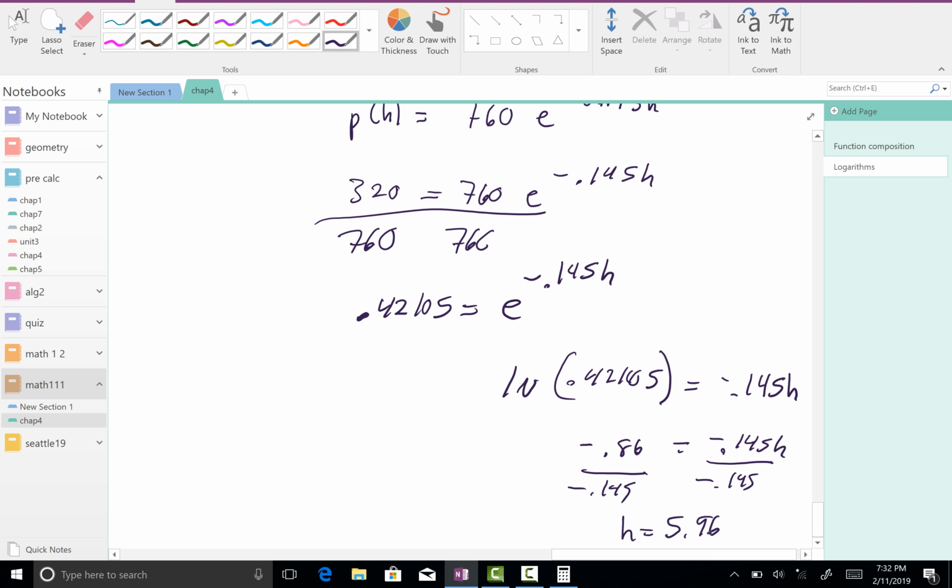Yep. So that's what you want, again, that's that definition of a logarithm. It just comes up over and over and over again.